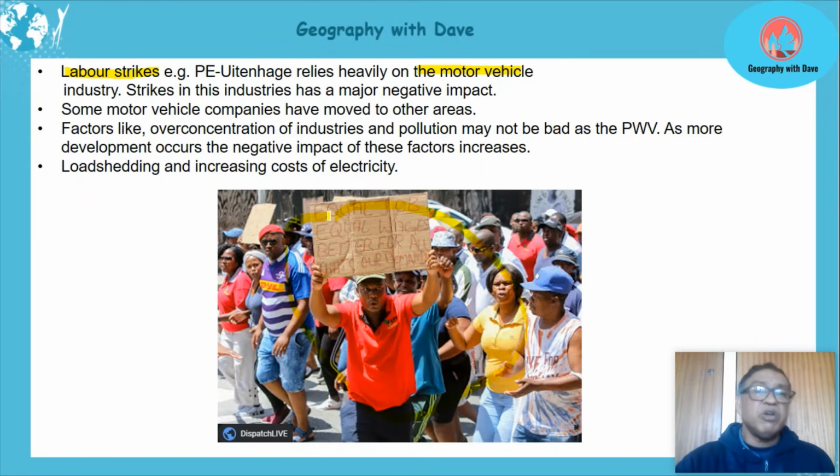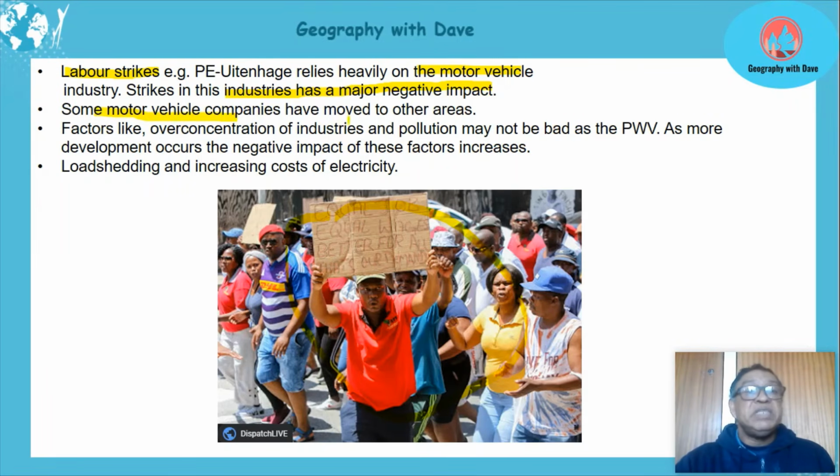They are not happy, and of course they have their valid reasons, pay, conditions and things, and it has a major negative impact. In fact, millions are lost each day when there are strikes. It doesn't mean that Gauteng does not have strikes, but this has at times, in past years, crippled the motor industry, which is huge in the PE-Uitenhage area.